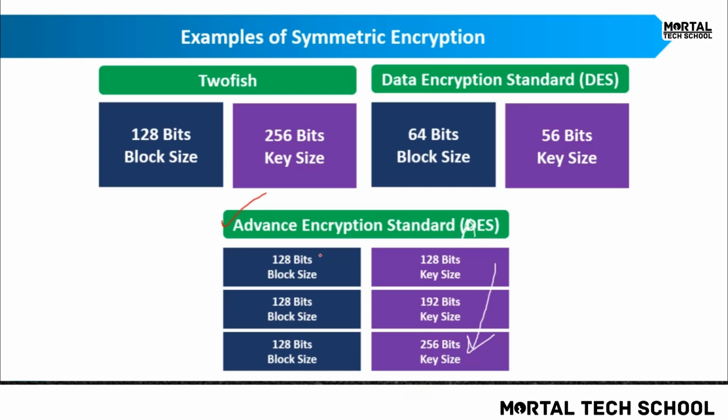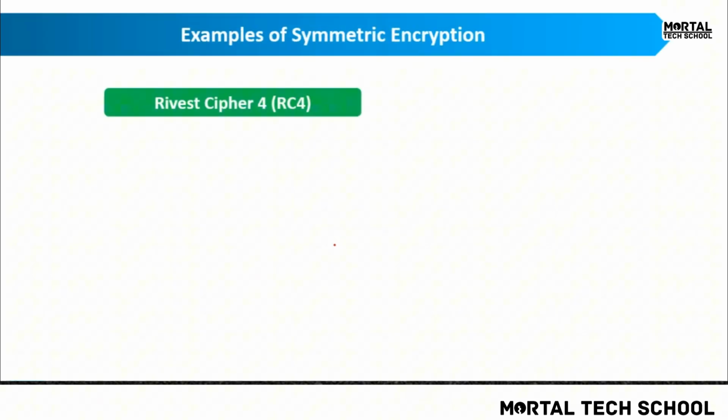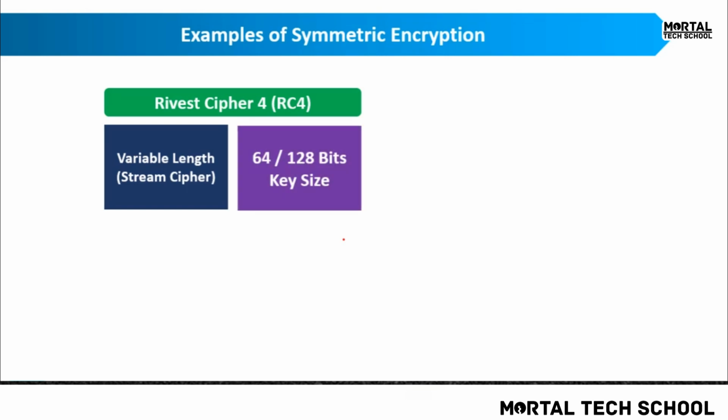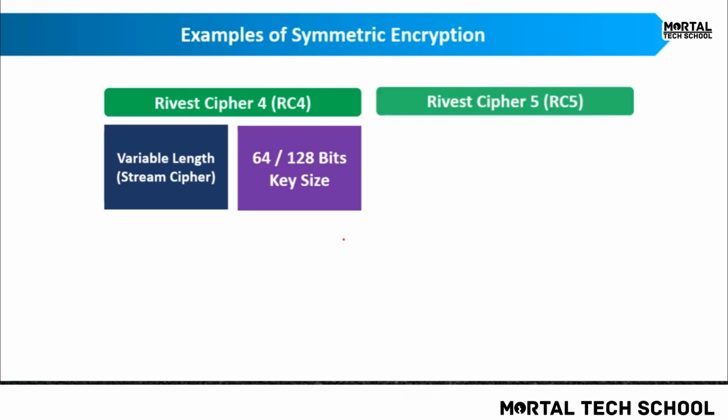The next example of symmetric encryption is Rivest Cipher 4, RC4, which was invented long ago by one of the scientists, and he contributed to asymmetric encryption as well. RC4 has a variable key length and it's a stream cipher. We have seen the difference between a stream cipher and a block cipher. In a stream cipher, the data input is a continuous stream, and the key size can be 64 bits or 128 bits.